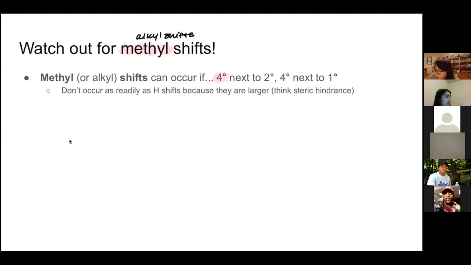So these aren't going to occur as readily as H shifts, just because these methyl groups are relatively big compared to hydrogens. You know, hydrogen atoms are just these little tiny things that can zip around. But methyl groups, not so much. Those are kind of bulky. And so I'm going to show you a quick example.